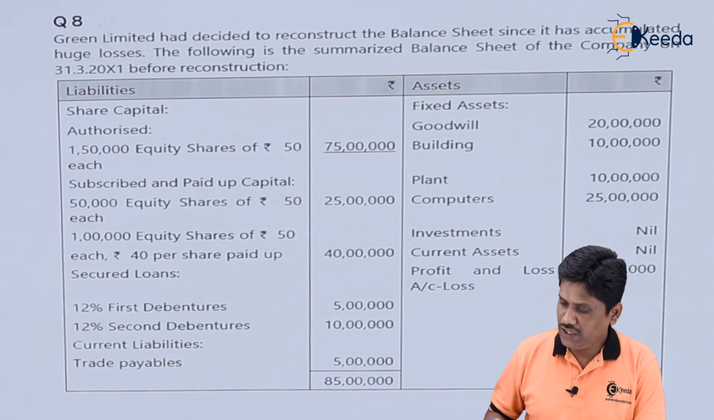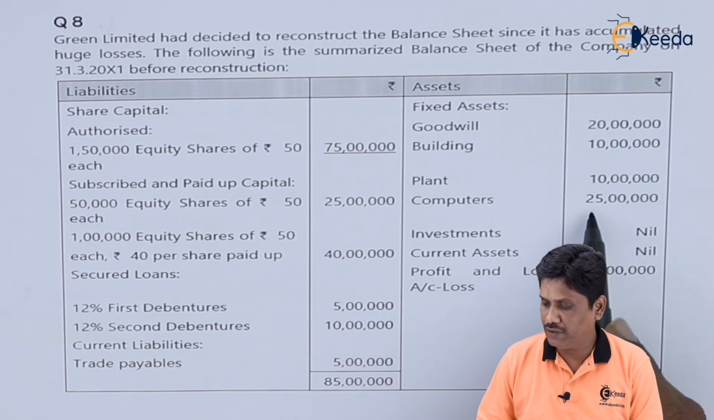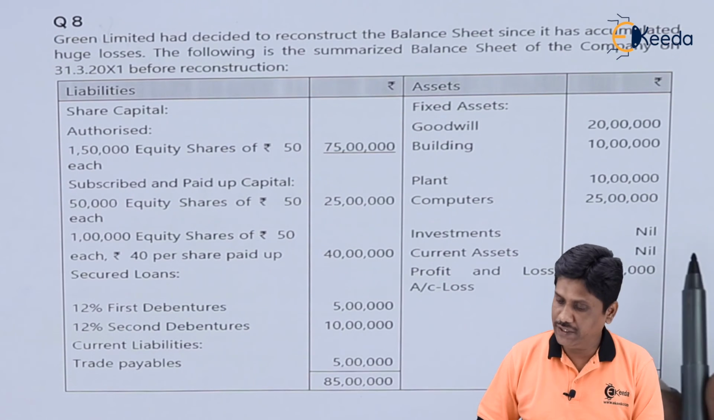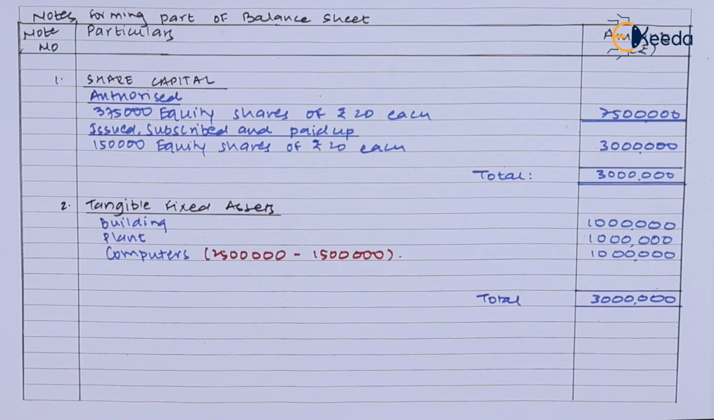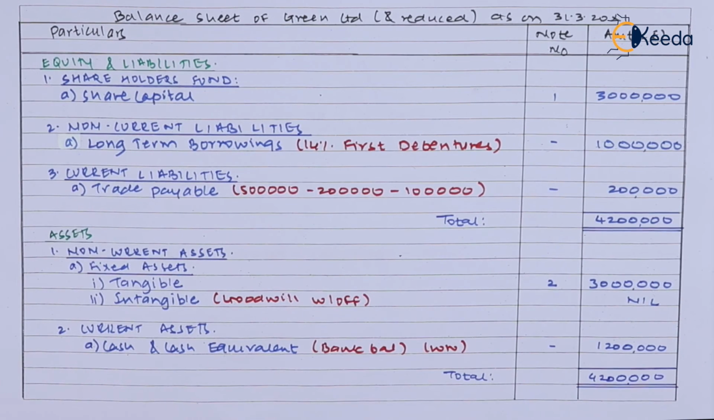Friends, you can notice in your tangible fixed asset, we have not changed any amount of building plan, but computers we have reduced, we have written off by 15 lakhs. So those will get revised. These 3 amounts only will come in your tangible fixed assets. Friends, you can notice total of tangible fixed asset is 30 lakhs which I am placing in our balance sheet. Friends, you can notice your balance sheet tallies at rupees 42 lakhs.